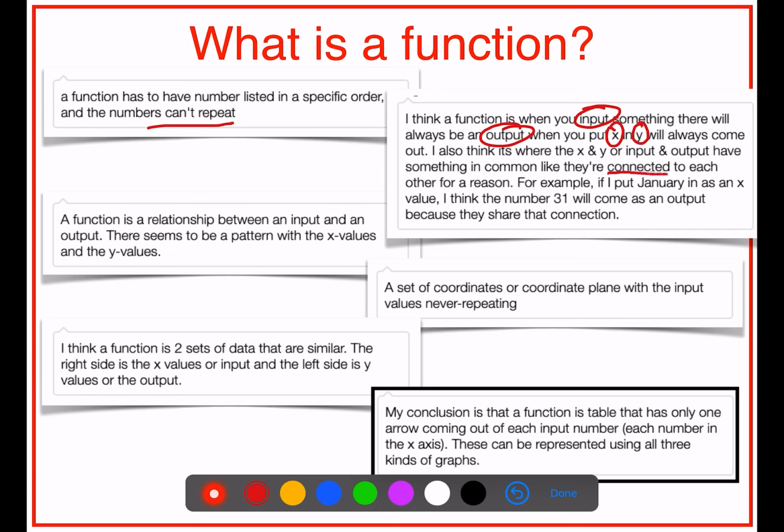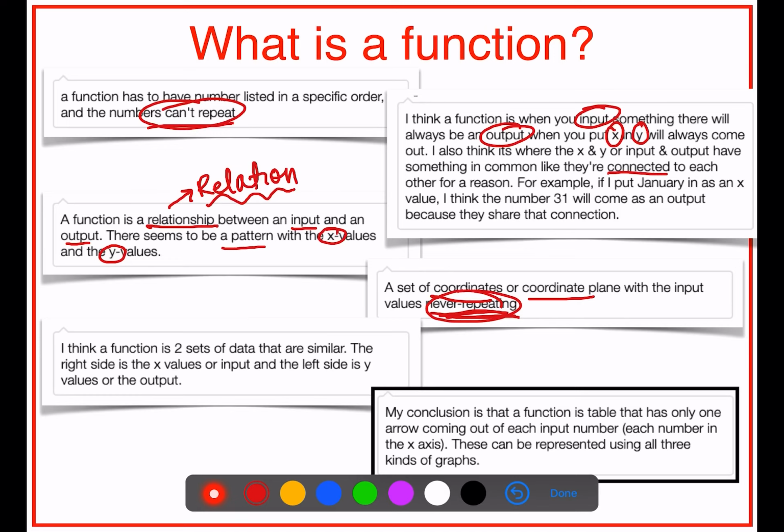This was really great. A function is a relationship. It is, because a function is a relation. So I really liked this piece. Between an input and an output, there seems to be a pattern with the X values and the Y values. So again, going back to that input, output, X values, Y values, a set of coordinates or a coordinate plane with the input values never repeating. So coming back up here and back down here to never repeating.